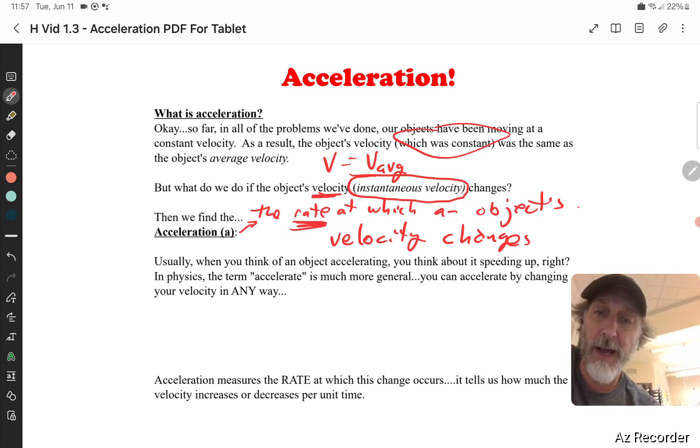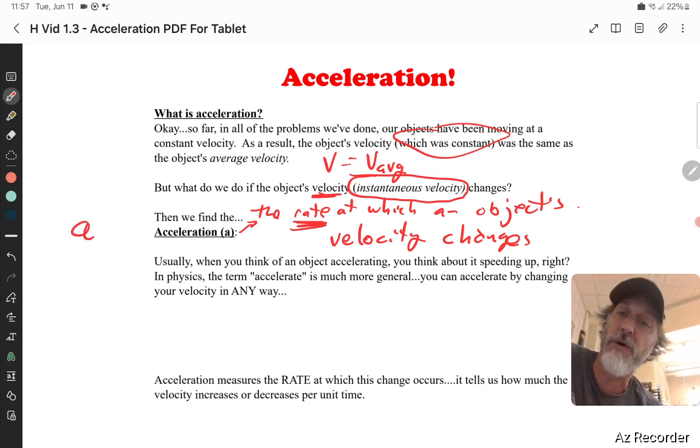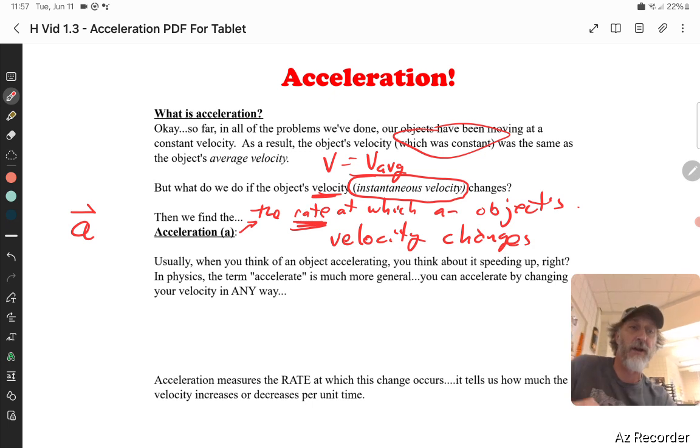All right, and then a quick comment. The symbol for acceleration is a lowercase letter a. It turns out it is a vector, though, so we're going to want to put a little vector hat on it.